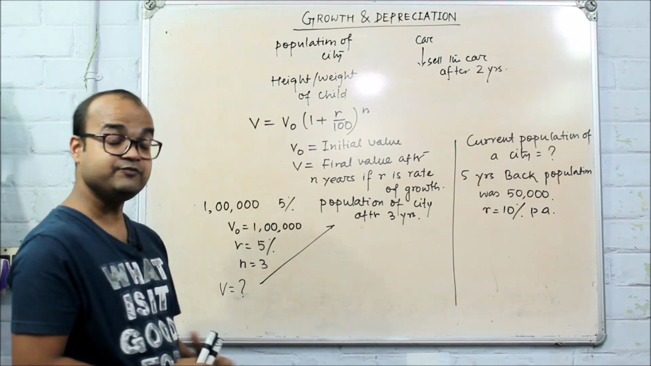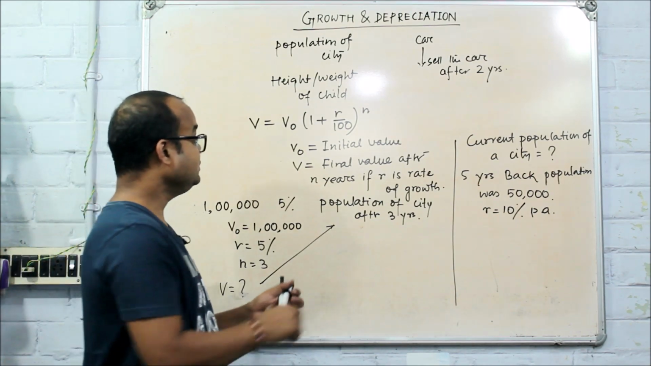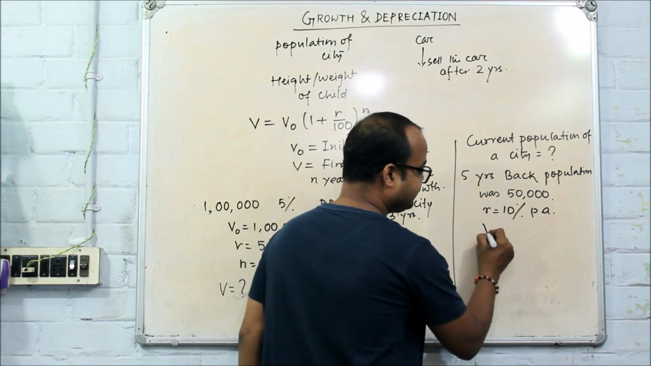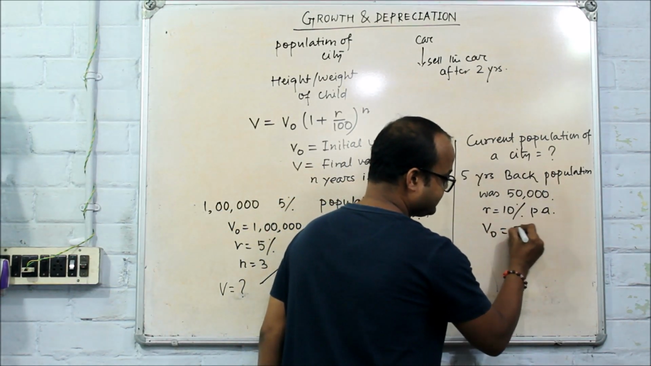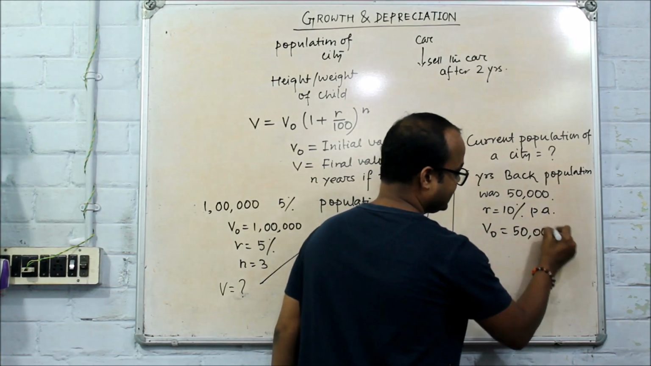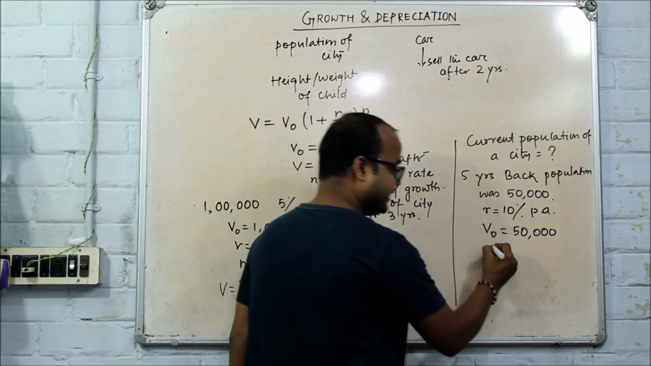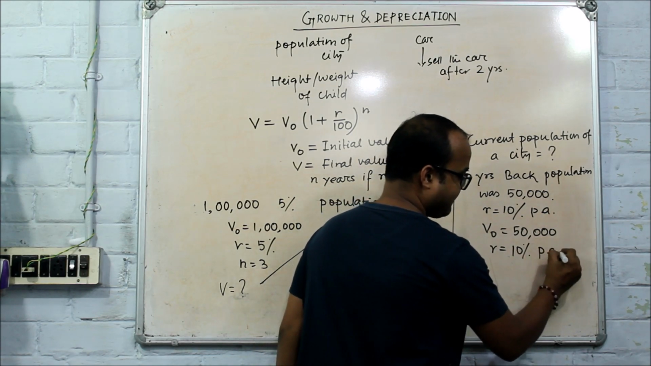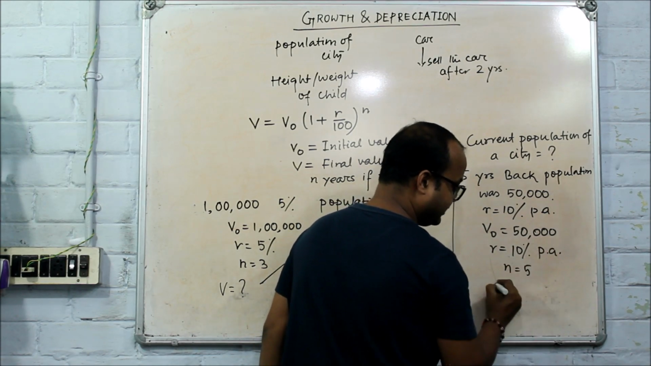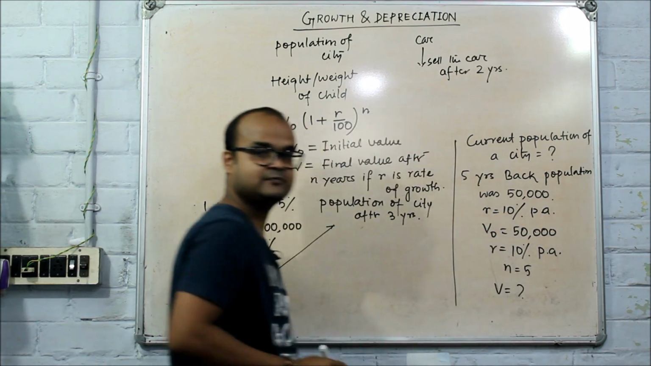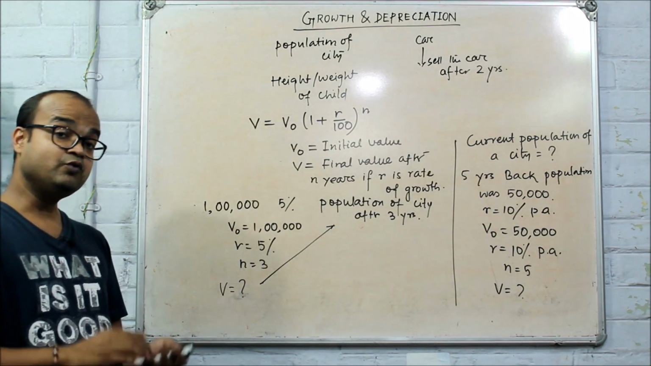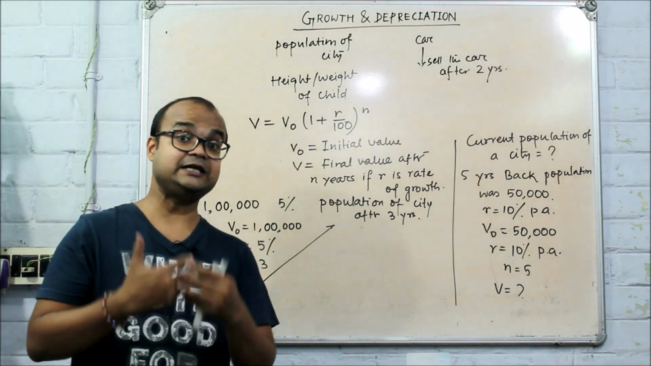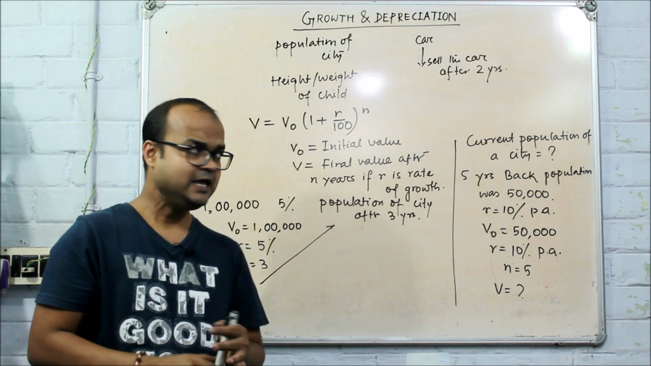Now we apply the same formula. But in this case we consider V0 as 50,000, the rate is given as 10% per annum, n is equal to 5, and we will find V. Clear? So what you need to find, you need to understand the question properly.